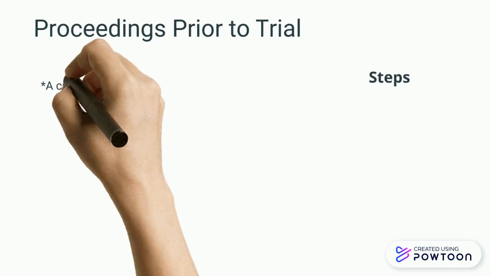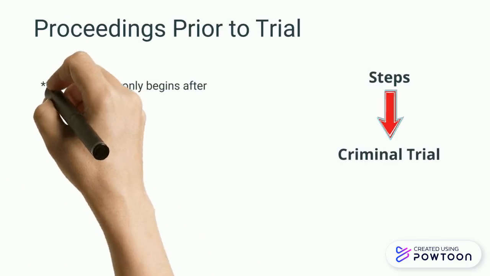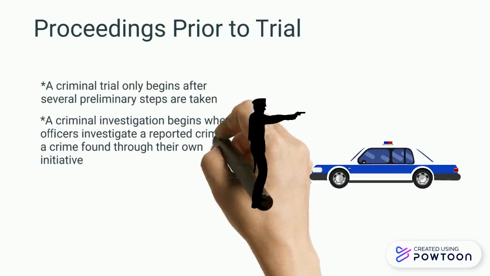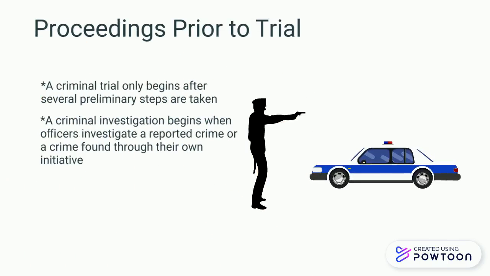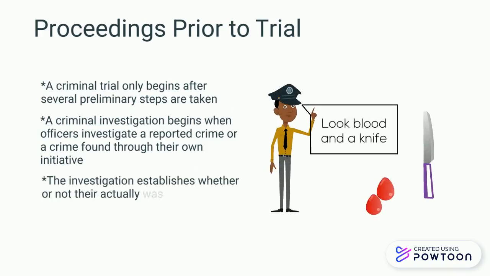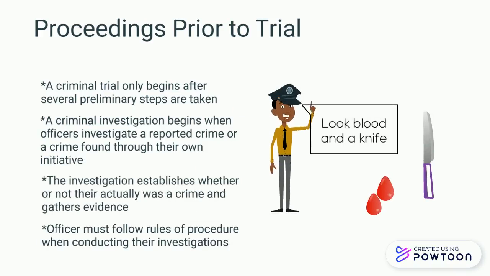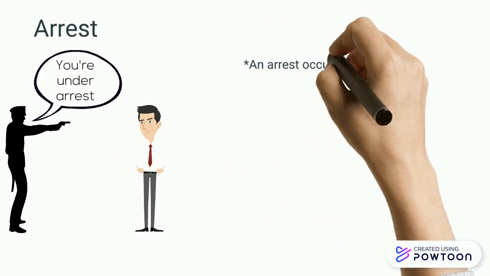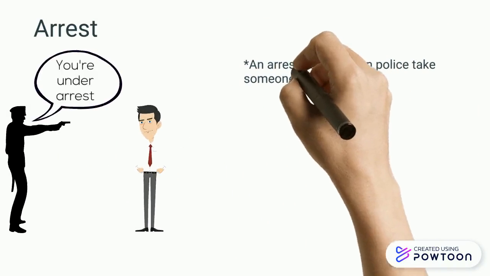A criminal trial only begins after several preliminary steps are taken. A criminal investigation begins when officers investigate a reported crime or a crime found through their own initiative. The investigation establishes whether or not there actually was a crime and gathers evidence. Officers must follow the rules of procedure when conducting their investigations. An arrest occurs when the police take someone into holding to stand for criminal charges.